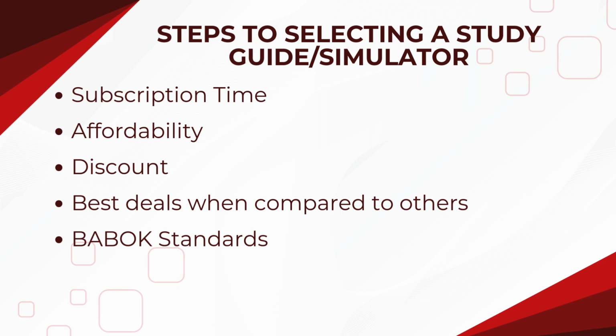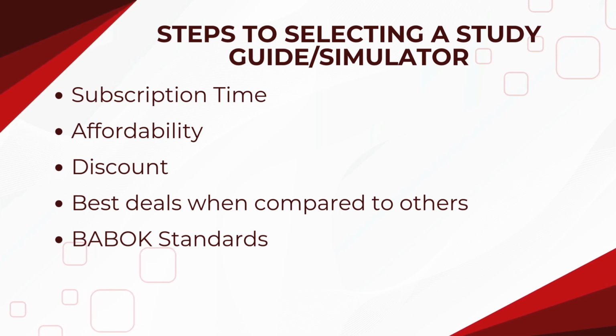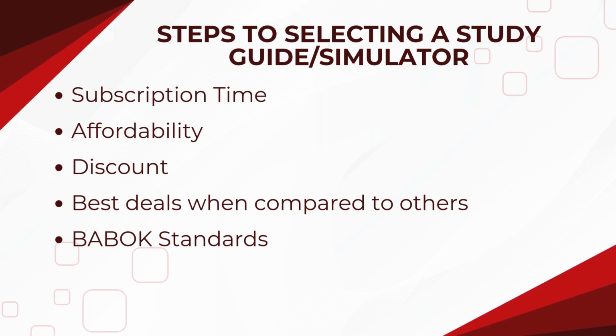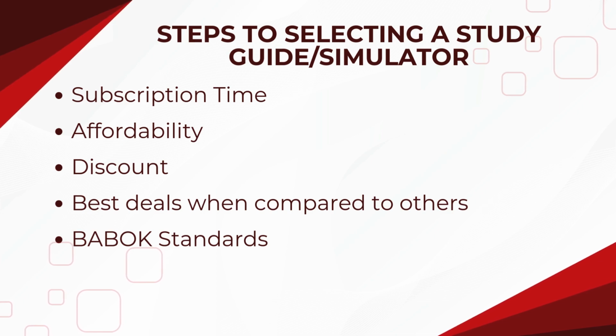Okay, discount. In some seasons, some offer discounts, so you may want to look out for those. Then best deals when compared to others. Yes, for example, you have like five to choose from. Look at the one that gives you the best deal when it comes to subscription time, affordability, discount, and all whatnot.